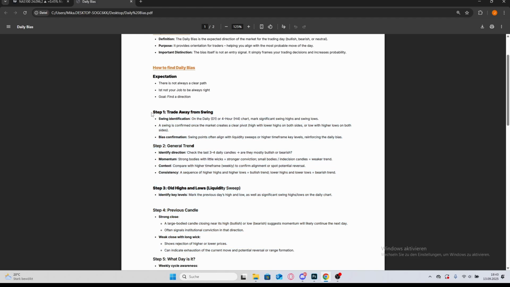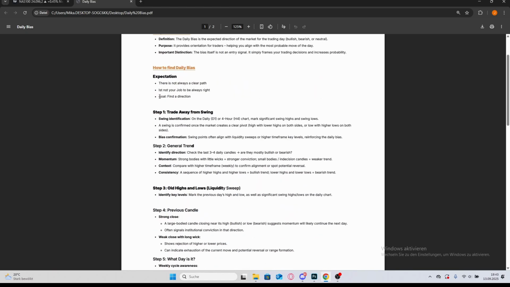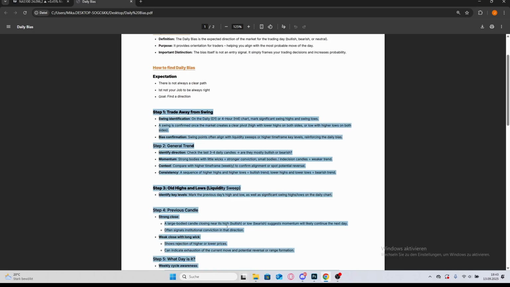Same for me. I don't do this every day, but there are some more important steps. And it's not your job to be always right. You can't predict every daily candle, but you will see it's quite easy most of the time. The goal is to find a direction. After we went through all these steps, we want to say, okay, I would prioritize longs or I would prioritize shorts. So after we follow all these steps, I'm bullish or I'm bearish for today. That's the main goal. Following all these steps, you will only have one outcome, long or short.